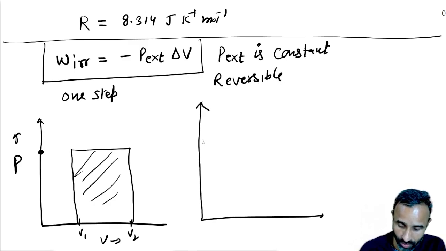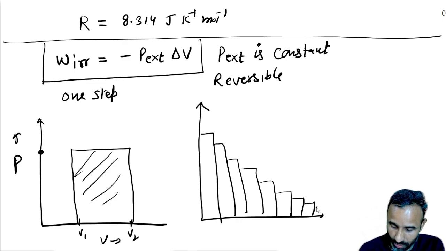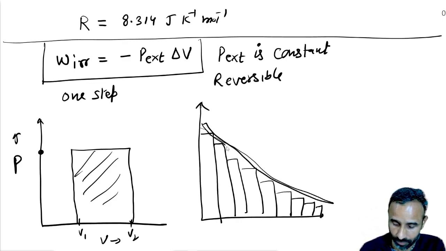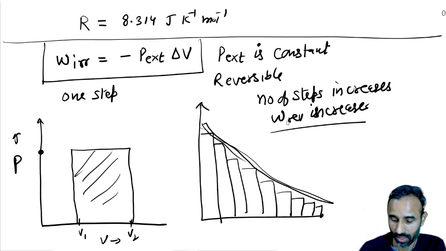then it goes in steps. So the more the number of steps, the more the work done. As n increases, meaning the number of steps increases, reversible work done increases. So that's why reversible work done is greater than irreversible work done.